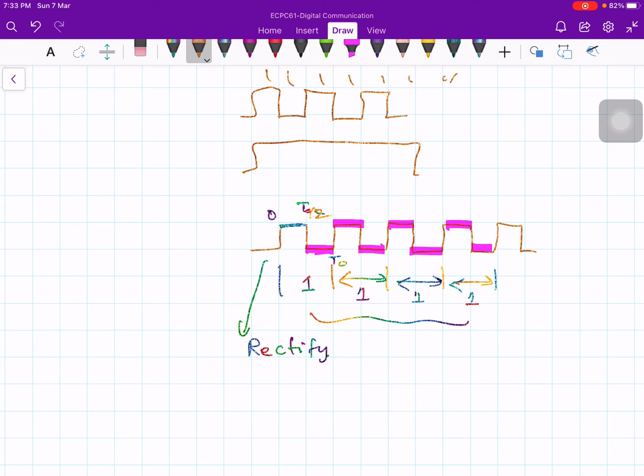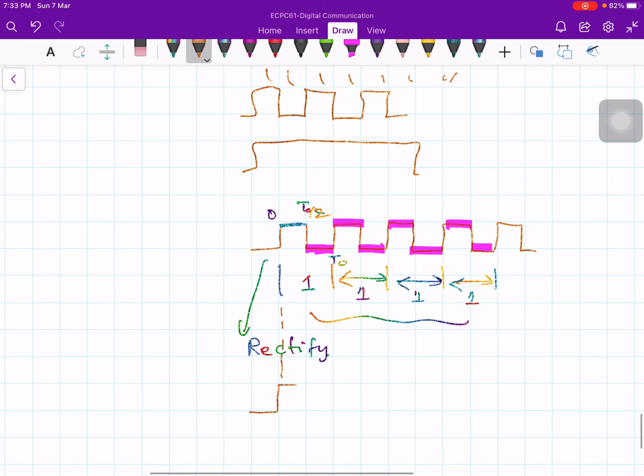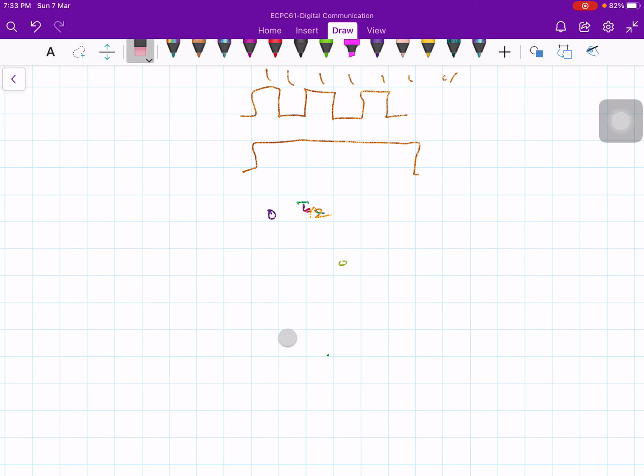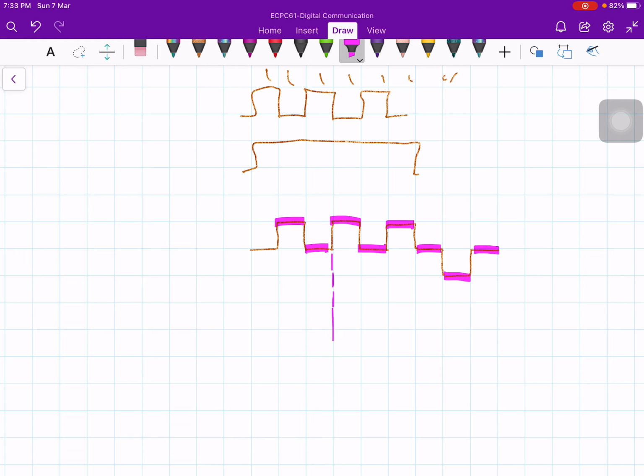How do you rectify? See, if you extend this, in this duration it is on. I'm sorry, this is wrong. This polar signal we are talking about, right? Let's say the pulse is 1, and then this is 1. If you have a long string of ones, no problem. For 0, this is on and this is off. For 1, this is on, this is off, this is on, this is off. This is one pulse, second pulse, third pulse, and fourth pulse.